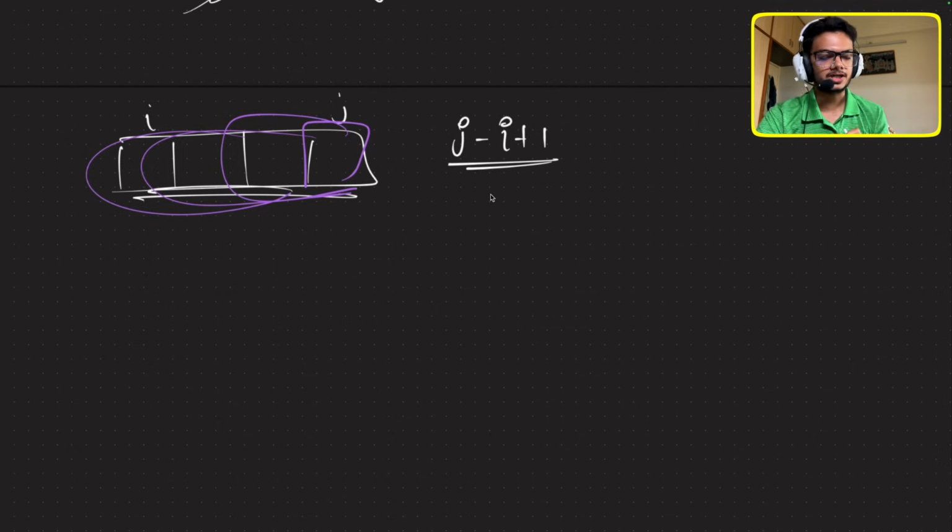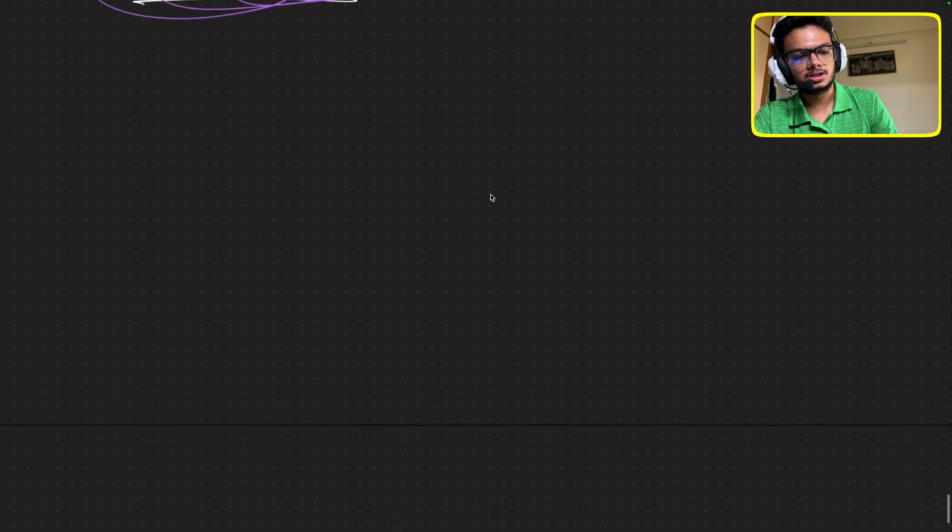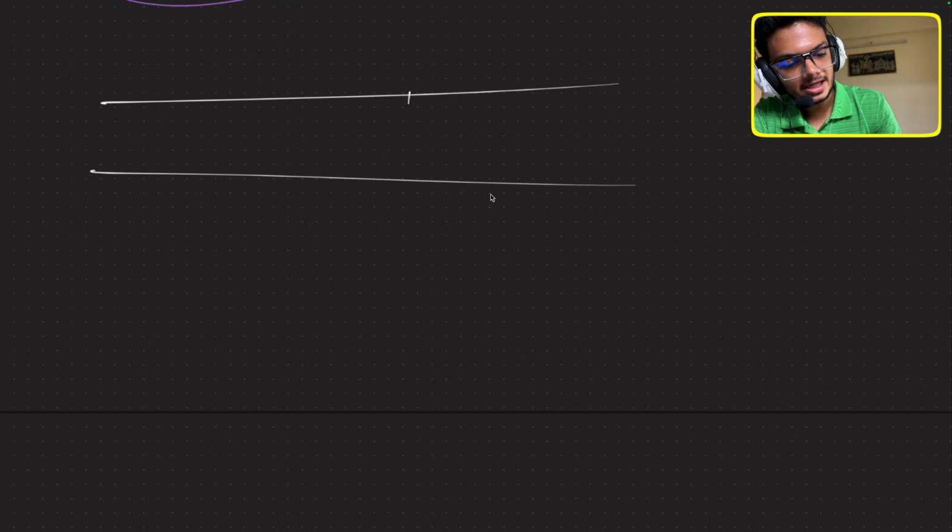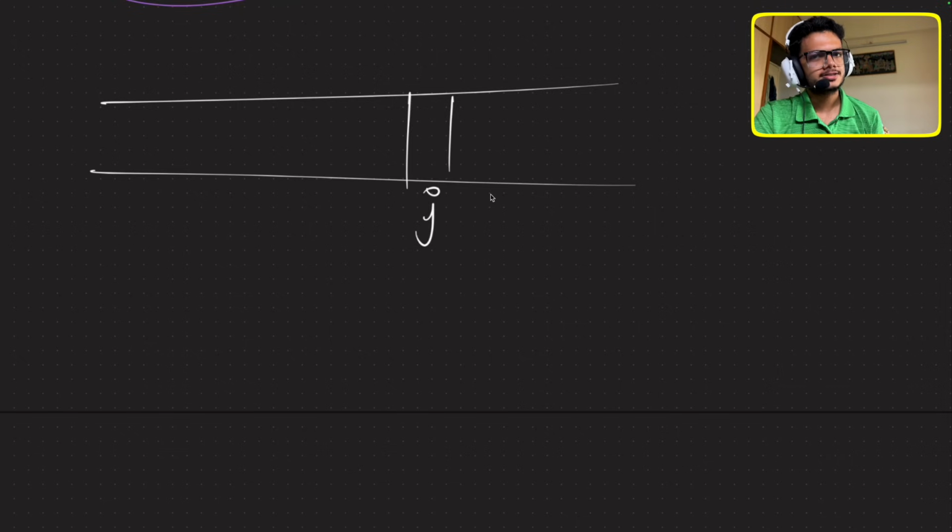I'll repeat myself again. So I'm going a bit fast here because we have discussed this strategy a lot of times. But okay, I'll come again. See, what we want to do is we want to find the number of valid subarrays ending at a given index j. What constraint do we have, guys? Our subarray cannot have more than k distinct elements.